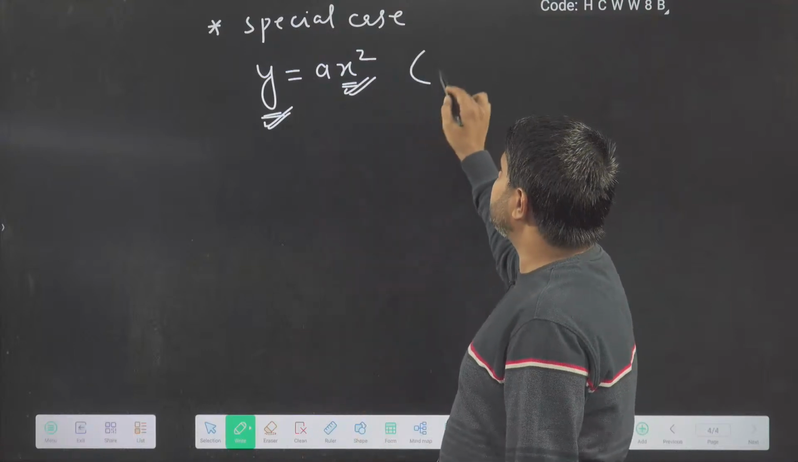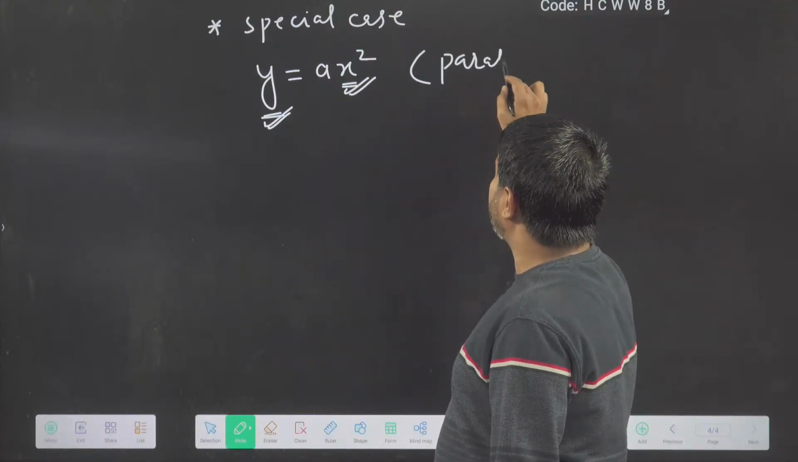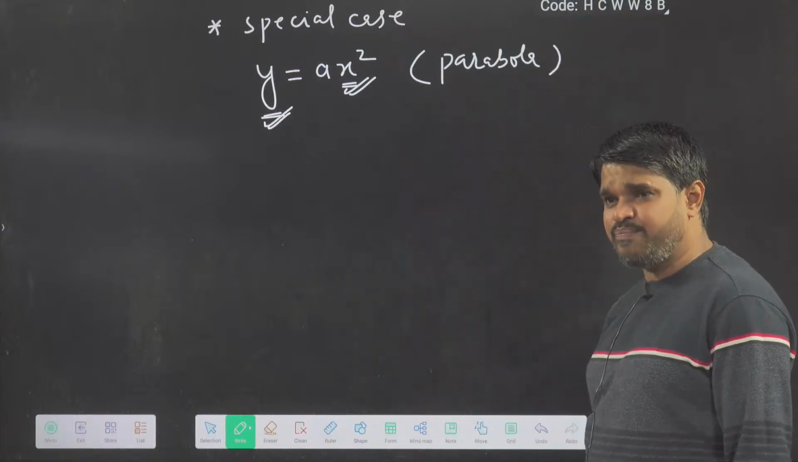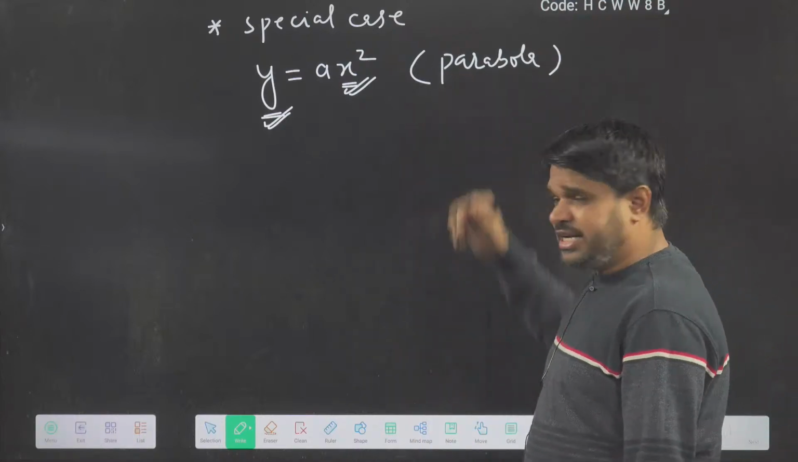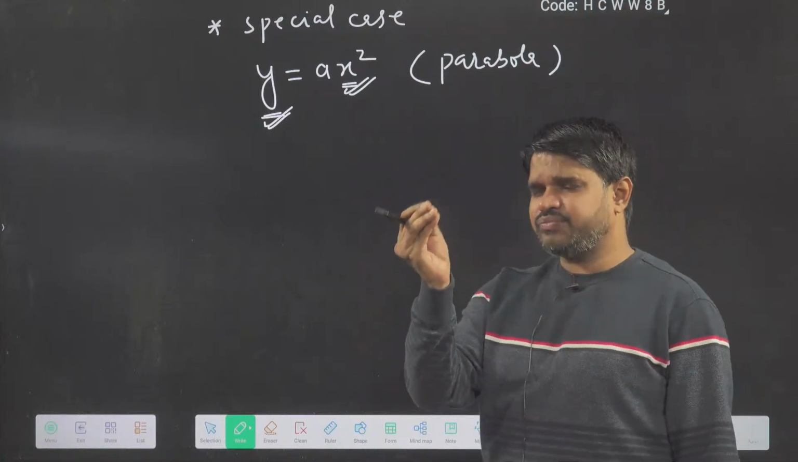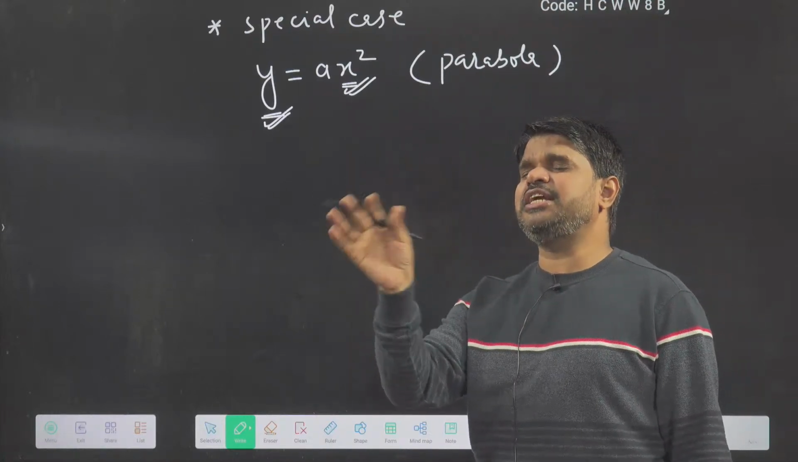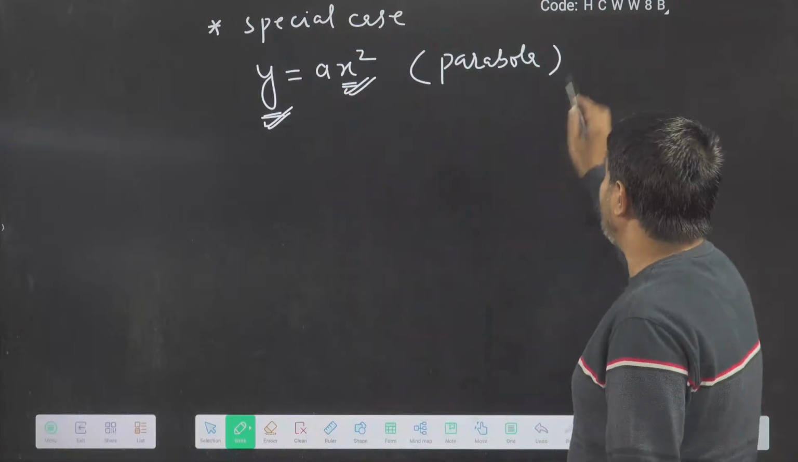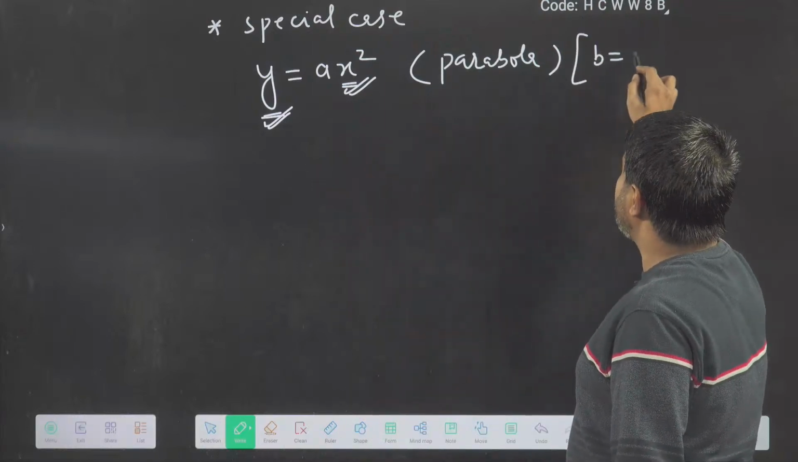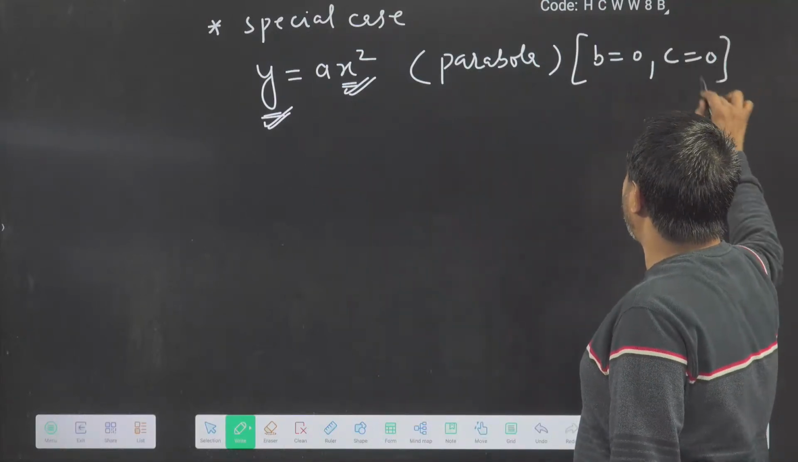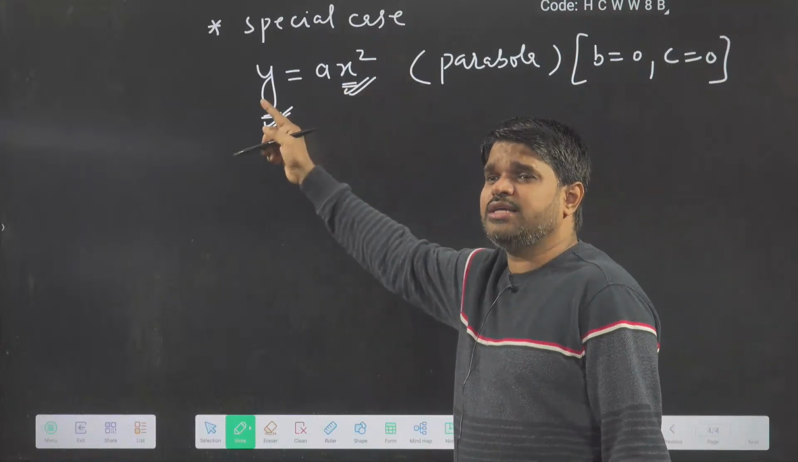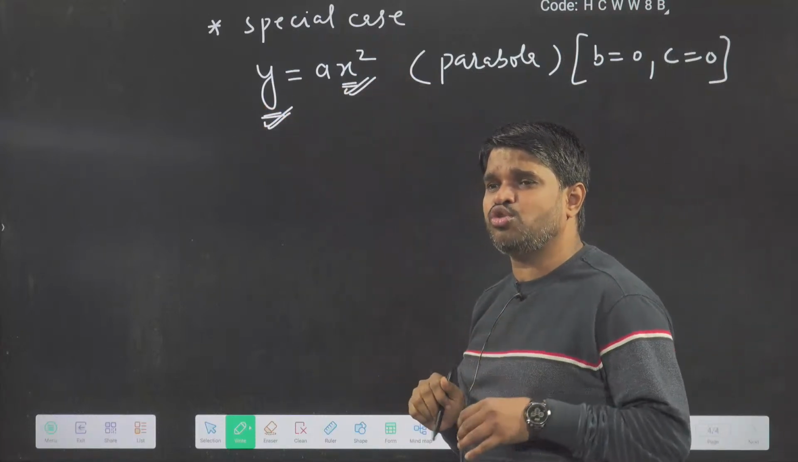So this also represents what? A parabola. Now as it is representing a parabola, here the bx term and c term are missing. So b is 0, c is also 0. But that doesn't matter. The highest power of x is 2, the highest power of y is 1. So this is also a parabola.